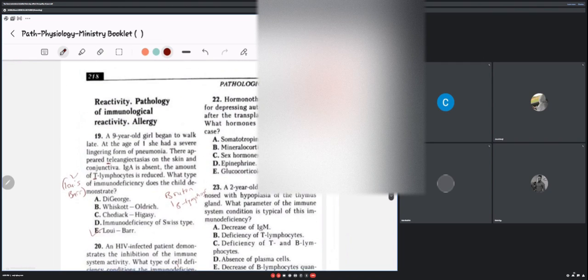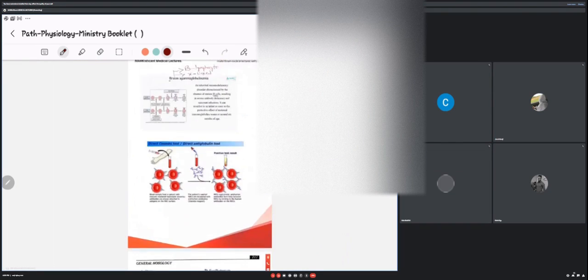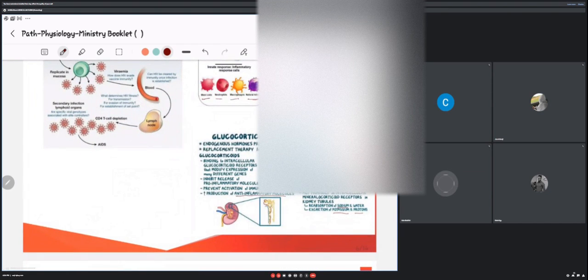In 22, hormone therapy is obligatory for depressing autoimmune reactions after transplantation of organs. What hormones are used? What do you think? Based on what I explained, mineral corticoids, B. Wait, or let me help you a little. Look at what I underlined under glucocorticoids: anti-inflammatory. Can you see it? Anti-inflammatory for glucocorticoid.